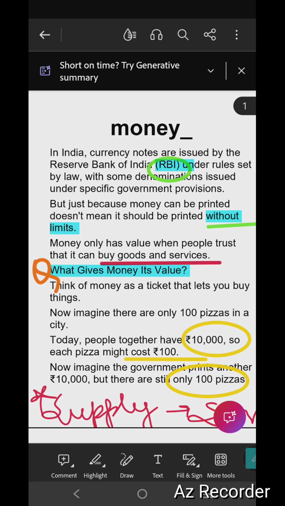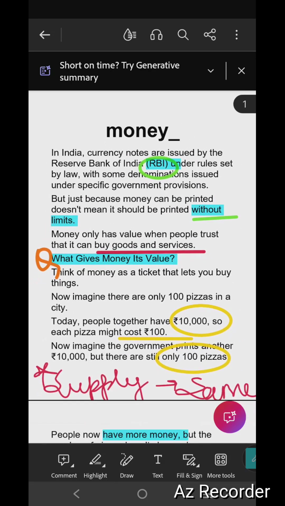So in India, currency notes are issued by the Reserve Bank of India under rules set by law, with some denominations issued under specific government provisions. But just because money can be printed does not mean it should be printed without limits. Money only has value when people trust that it can buy goods and services. So what gives money its value? Think of money as a ticket that lets you buy things.